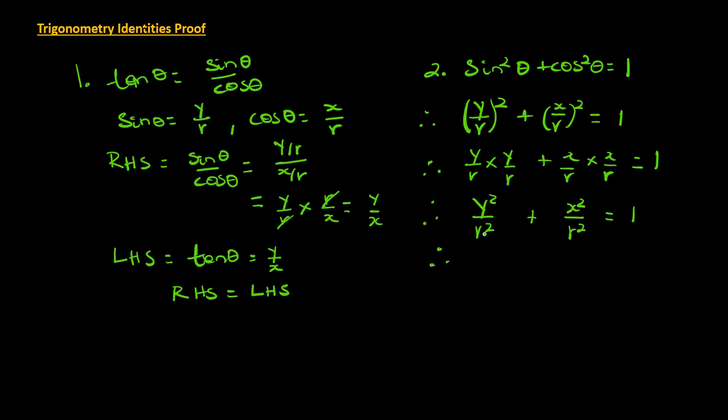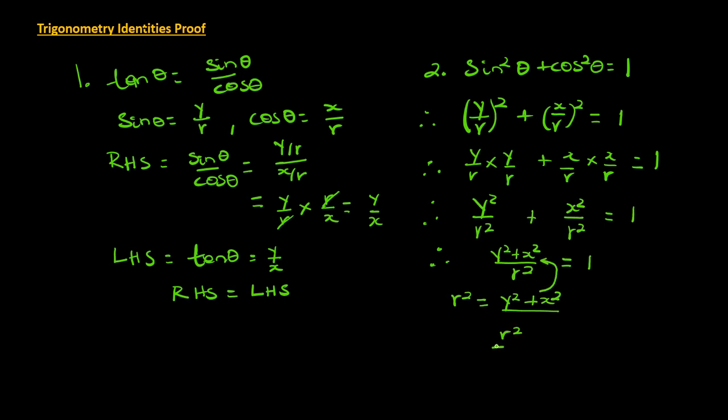Well, we have a common denominator, r squared. So we're going to have y squared plus x squared divided by r squared is equal to 1. Now we look to Pythagoras, the theorem of Pythagoras. What does it tell us? It tells us that r squared is equal to y squared plus x squared. So we are able to substitute r squared for y squared plus x squared, which is what we have at the top here.